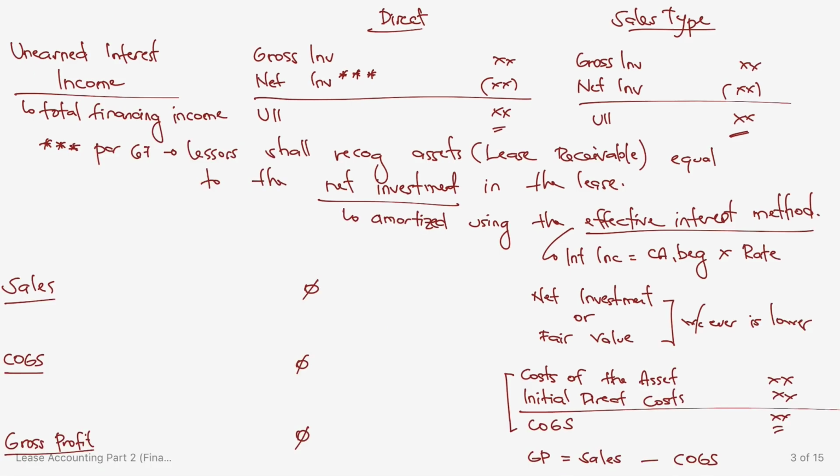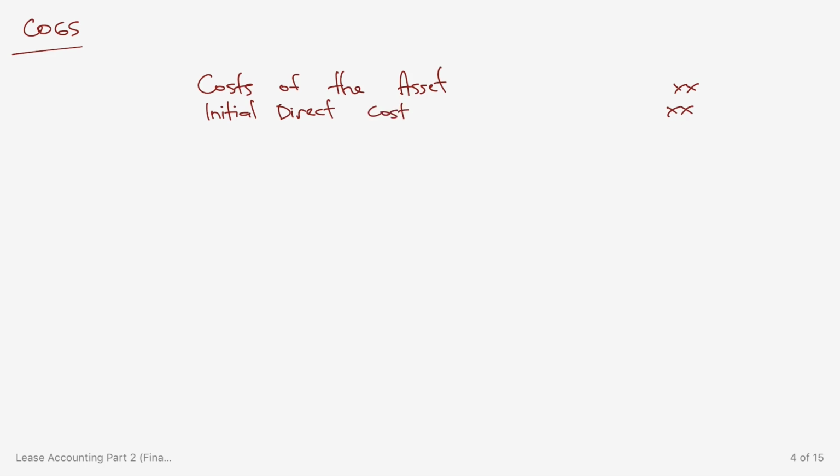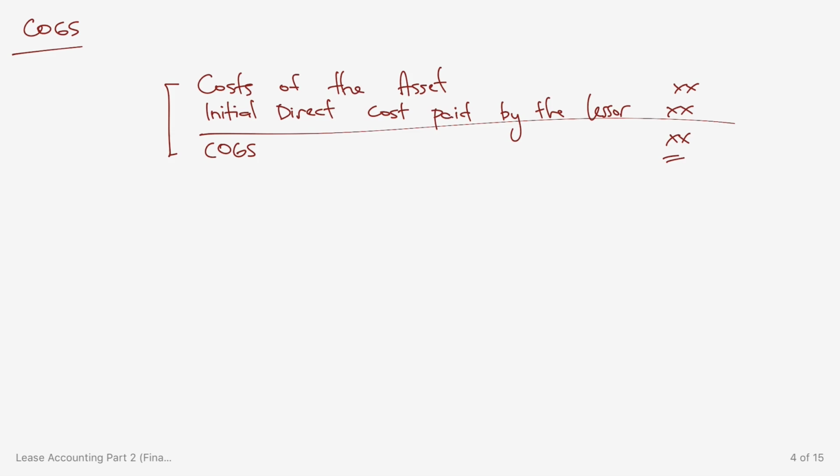One last thing will be cost of goods sold. Linawin ko lang to. Okay? So, sabi ko kanina, cost of goods sold will be equal to the cost of the asset plus the initial direct cost paid by the lessor. Malinaw ba? So, this computation of cost of goods sold will only be valid if, and only if, the residual value given is actually guaranteed. Again, if the residual value given is guaranteed, this will be the computation.